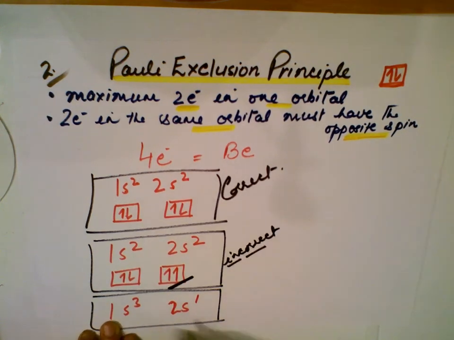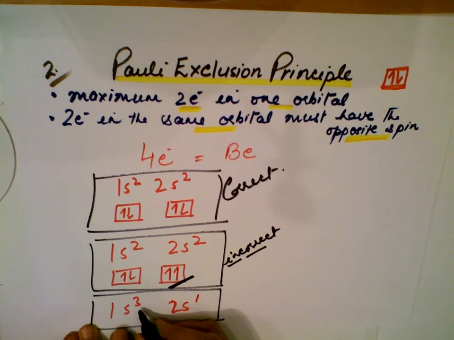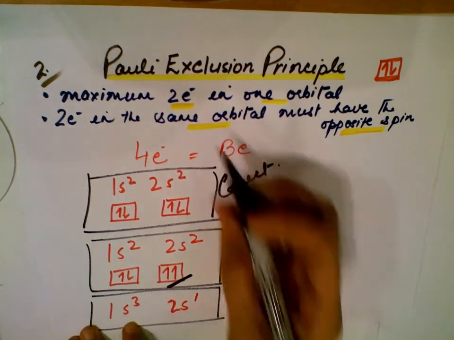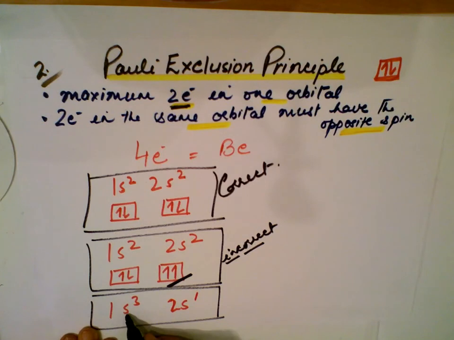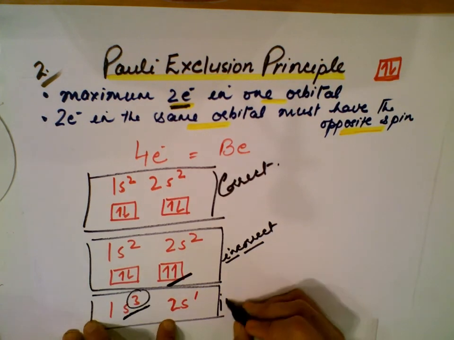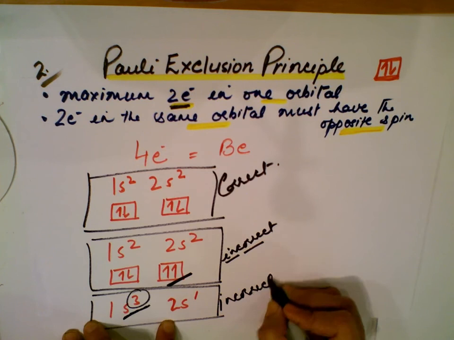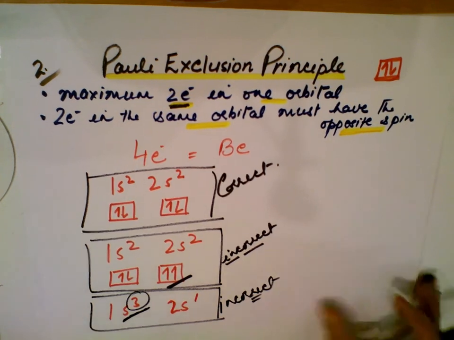They are in the same direction, so this one is incorrect. This one, 3 electrons. What did we say? That max 2 electrons in one orbital. And here, the s subshell has only one orbital. But how many electrons are shown here? 3. So this is the mistake here. Okay, so this one is incorrect as well. Okay, guys.